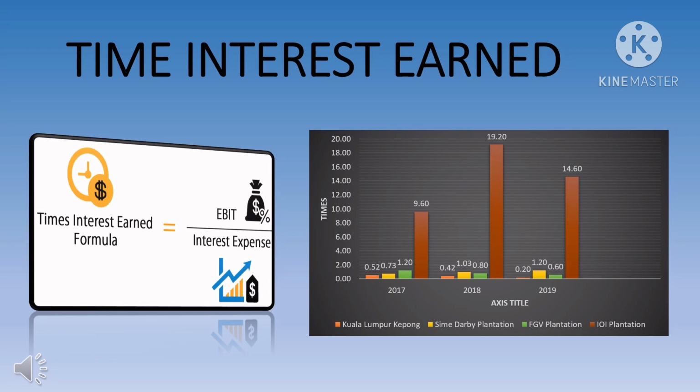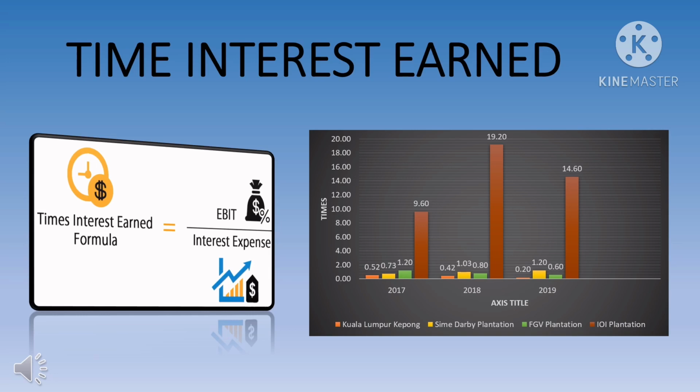Times interest earned. From an investor or creditor perspective, an organization that has a times interest earned ratio greater than 2.5 is considered an acceptable risk, while companies that have a times interest earned ratio less than 2.5 are considered a much higher risk for bankruptcy.